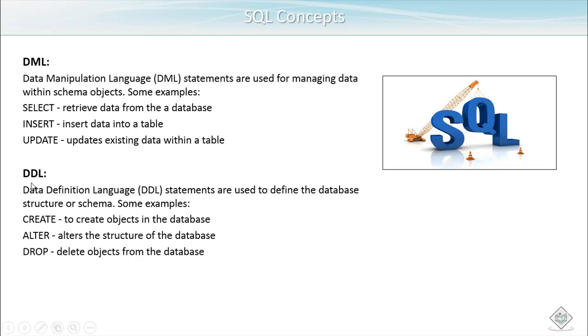Then we have the DDL, that is the data definition language. The data definition language is used to define the database structure or the schema. Everything we have to create in the database is done through the DDL. Examples of DDL are the create statement, alter statement and the drop statement. The create statement is used to create objects in the database. The alter statement alters an existing object in the database, and the drop statement is used to delete objects from the database.